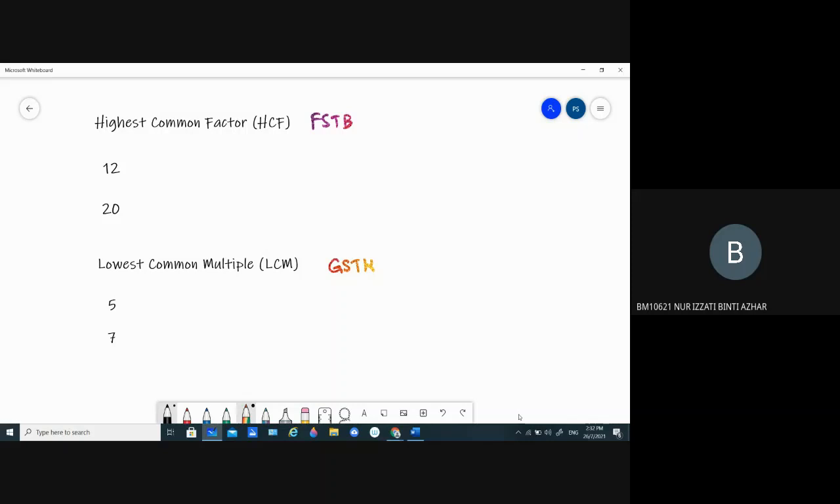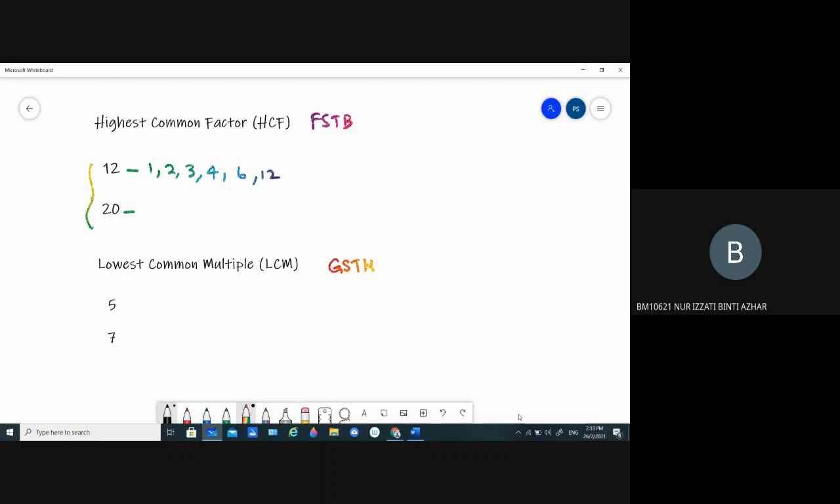Okay, so today we're going to look at highest common factor and lowest common multiple. Before we continue, let's see how we normally find the highest common factor. Say we want to find the highest common factor for 12 and 20. What we usually do is list down the factors for 12. Factors of 12 are the numbers that are divisors of 12: 1, 2, 3, 4, 6, and 12.